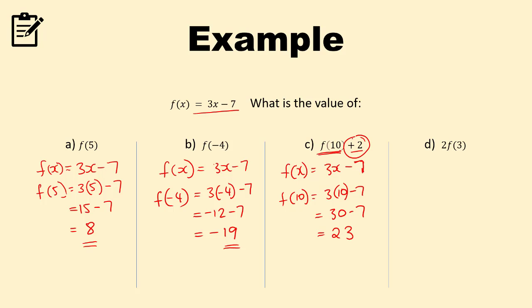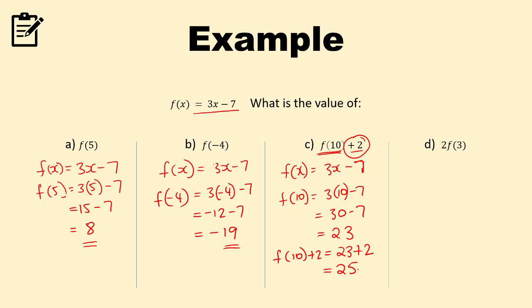Now we've got a plus 2 there, so we're going to add 2 to our function. So f of 10 plus 2 is equal to, we've got 23 as f of 10. We're going to add 2 to it, and that gives us an answer of 25.